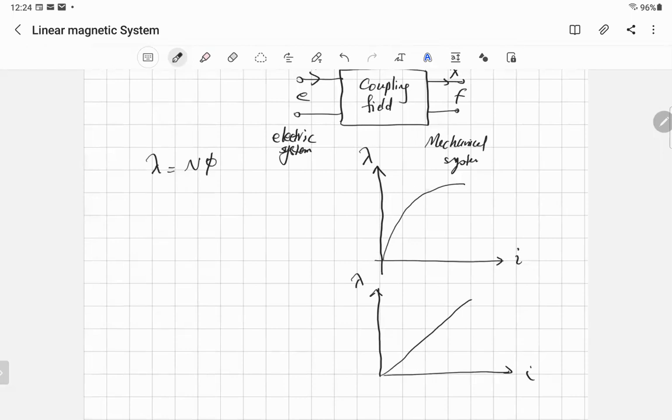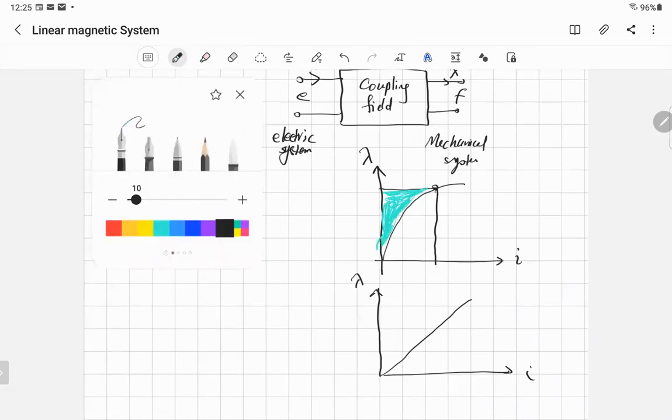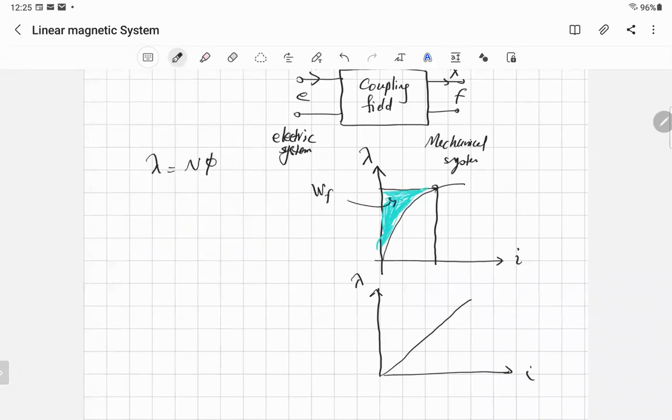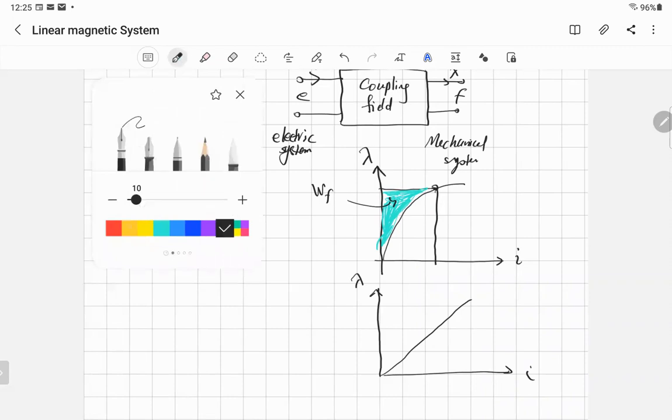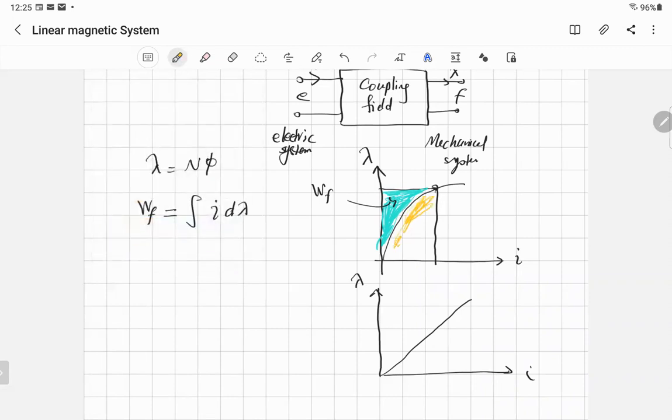So if you want to find the energy of the field and the coenergy at this point, we said that to find the energy in the field, you find this green area. And we call this area WF, and you are integrating with respect to the lambda axis. So the energy stored in the coupling field is equal to the integration of i d lambda. And the other area, let's give it an orange color here. This area we call coenergy, and call it W. In many textbooks you will see WF dash, but I just use the name you remember. That's the coenergy of the field.